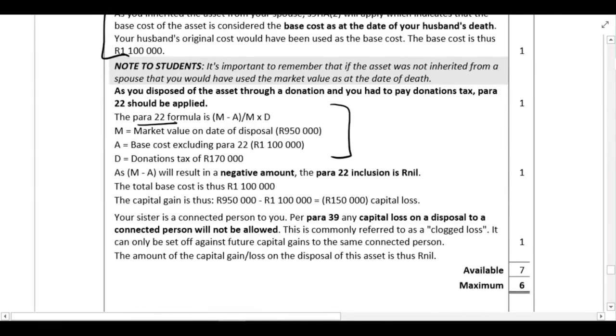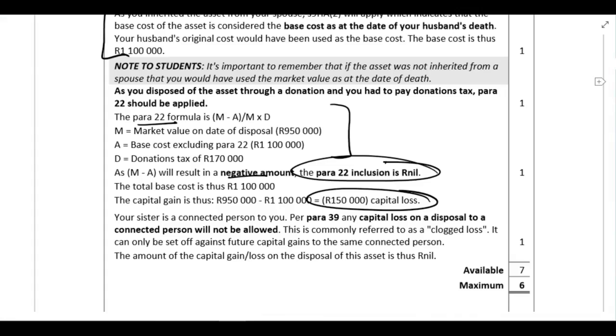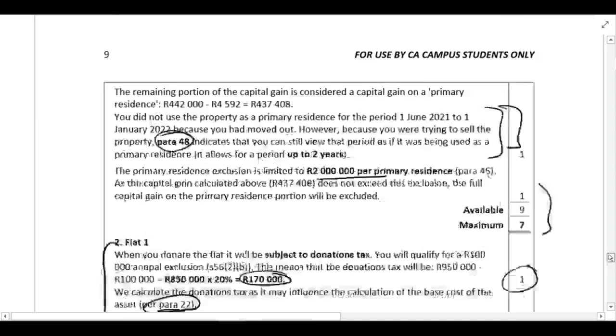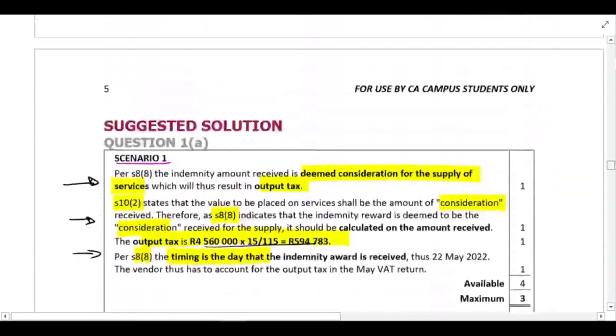Here's the paragraph 22 calculation. It's a negative amount, so it's a null. So you calculate a capital loss of 150,000, which is what you see there. And then we talk about paragraph 39 to score that mark. So again, if you know your calculations, you can see you're just putting it into words.